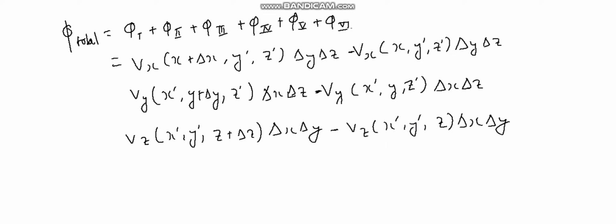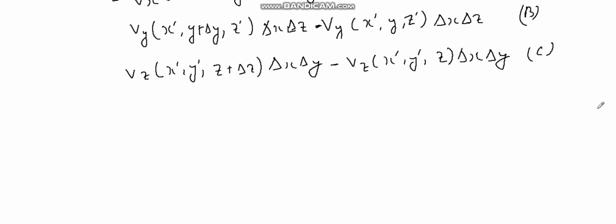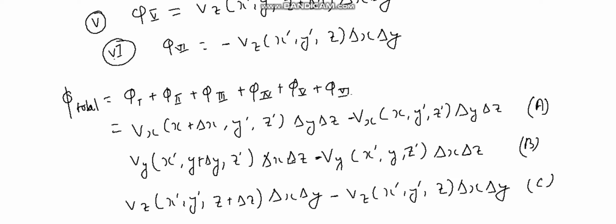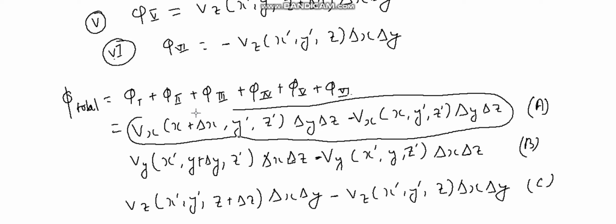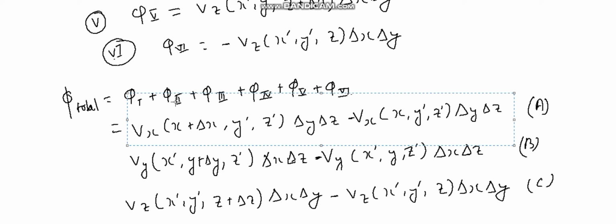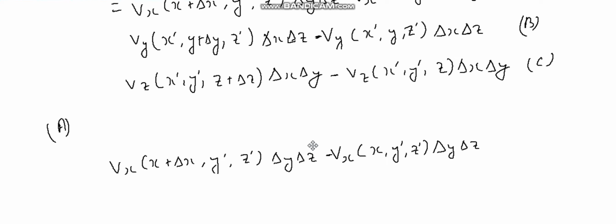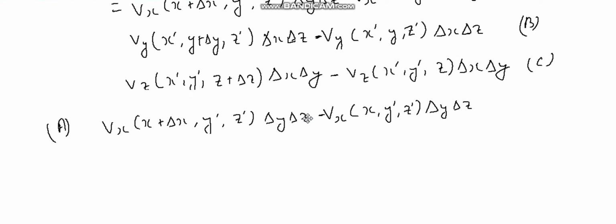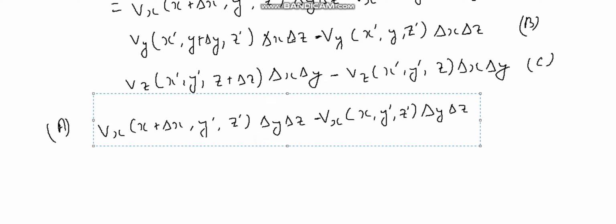Right, so we will name them, let's say, A, B and C. We will see all these A, B and C separately. So we have this A. Let's take it once again. So what can we do with this?